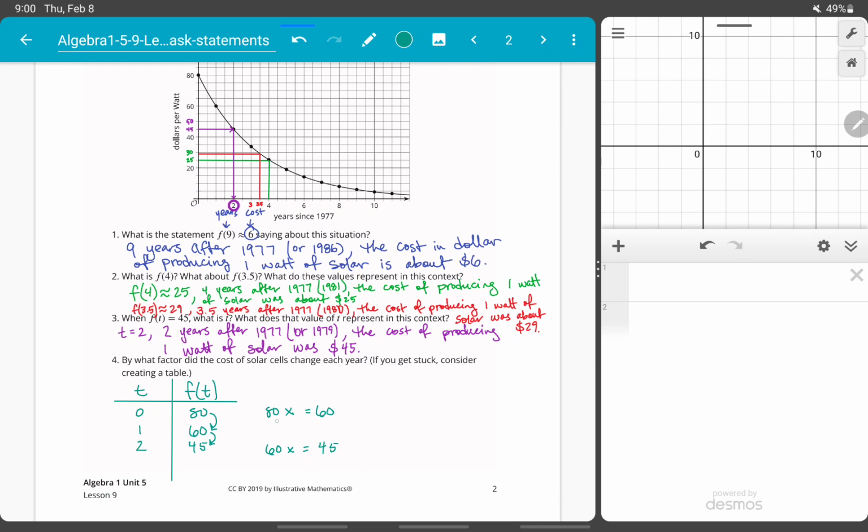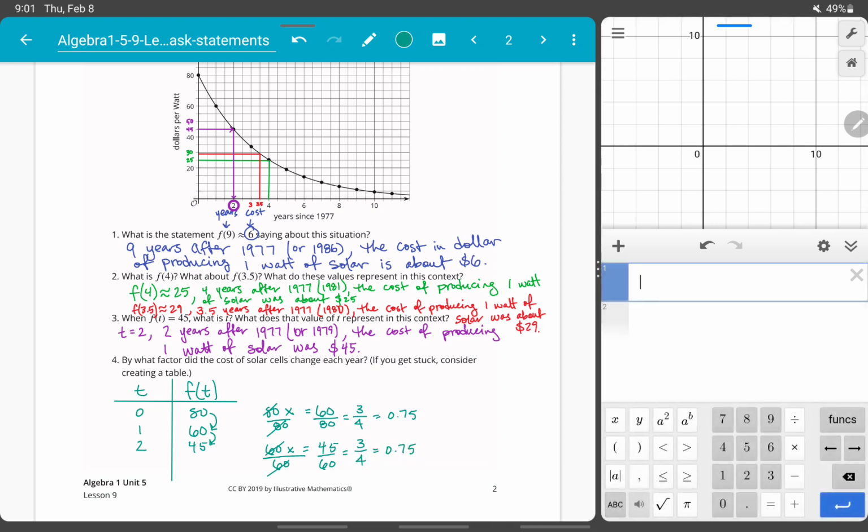Since x is being multiplied by 80, we must divide both sides by 80. And the 80s will cancel, and we'll get x equals 60 over 80, which we can simplify to 3/4 or 0.75. And now we want to check to see if the same thing happens over here. Let's divide both sides by 60. The 60s cancel, and 45 over 60 is also 3/4 or 0.75.